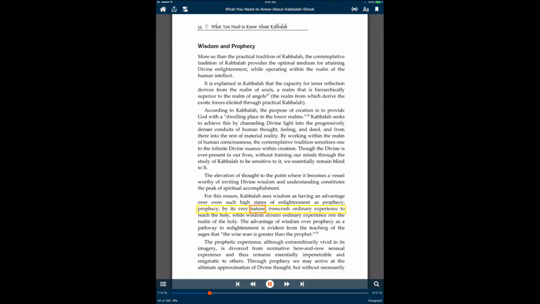Prophecy, by its very nature, transcends ordinary experience to reach the holy, while wisdom elevates ordinary experience into the realm of the holy. The advantage of wisdom over prophecy as a pathway to enlightenment is evident from the teaching of the sages that the wise man is greater than the prophet.